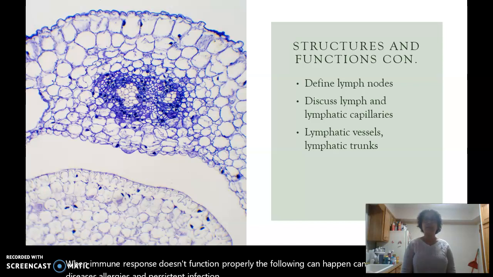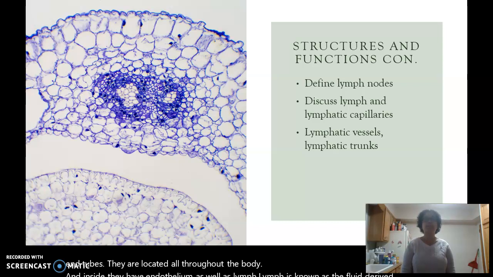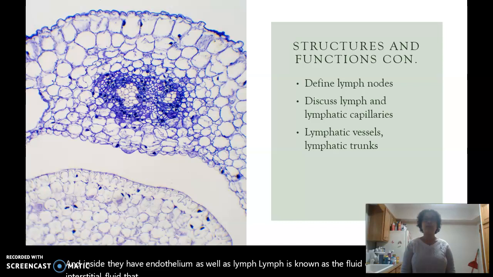Lymphatic capillaries are microscopic closed-end tubes. They are located all throughout the body. On the inside, they have endothelium as well as lymph. Lymph is known as the fluid derived from interstitial fluid that the lymphatic vessels carry. This brings us into our last point of this slide, which are lymphatic vessels.